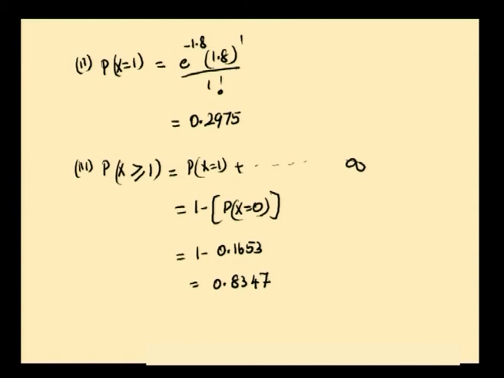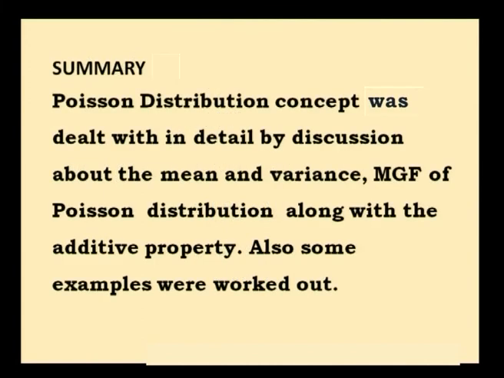Hence, we have arrived at the solution of this problem. So, in this session we have dealt with the Poisson distribution in detail: Poisson distribution as a limiting case of binomial distribution, then mean and variance of Poisson distribution, moment generating function of Poisson distribution along with additive property. Also, we have proved that the difference of two Poisson random variables is not a Poisson random variable. Also, one example has been worked out to understand the concept of Poisson distribution a little further.